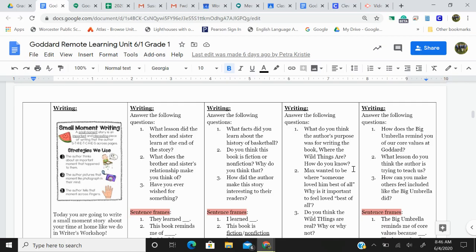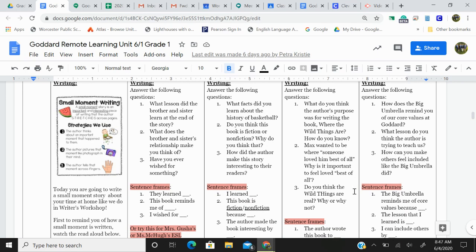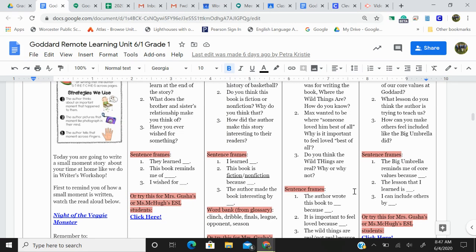2. Max wanted to be where someone loved him best of all. Why is it important to feel loved best of all? 3. Do you think the wild things are real? Why or why not? Here are some sentence frames to help you out.